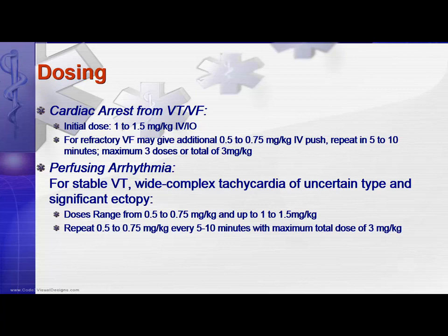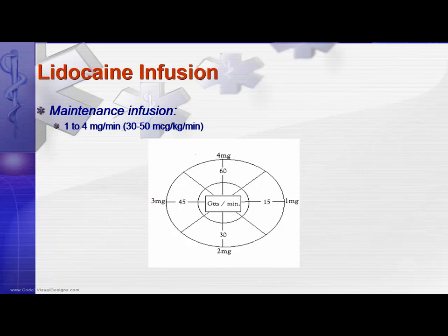And then you see the dose for stable VTach, wide complex tachycardia of uncertain type and significant ectopy, 0.5 to 0.75 up to 1 to 1.5 milligrams per kilogram. Now, if you convert, your maintenance infusion will look something like this: if you decide you want to give 1 milligram, it will be 15 drips per milliliter, or 30. This is your drip set.